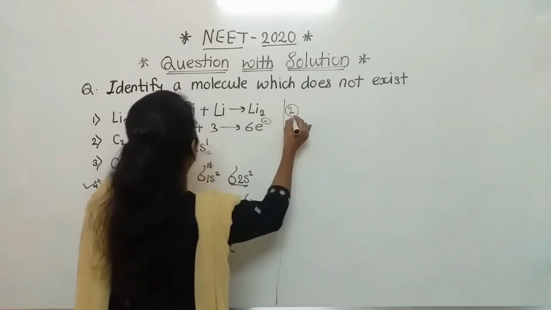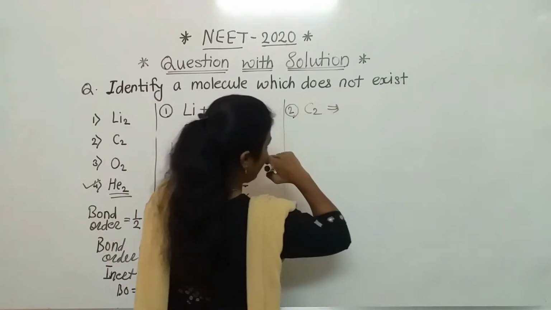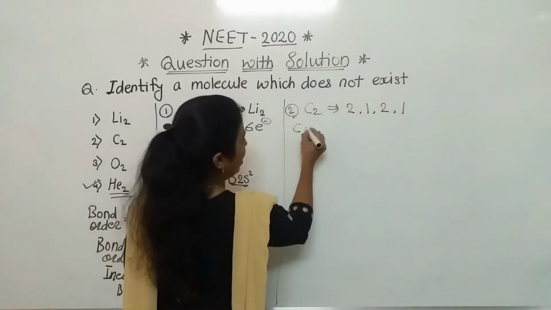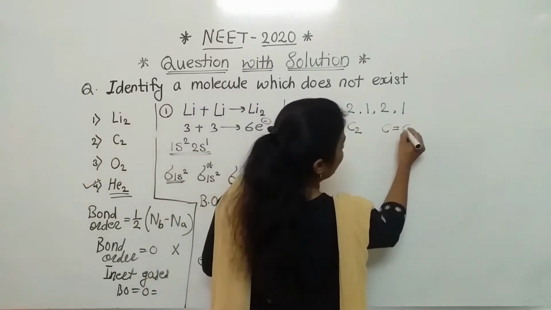What about the second? What is that second? Carbon, C2. For that one, what is our hint? The hint is 2 1 2 1. So in that way, carbon plus carbon forms C2. Carbon's atomic number is 6.